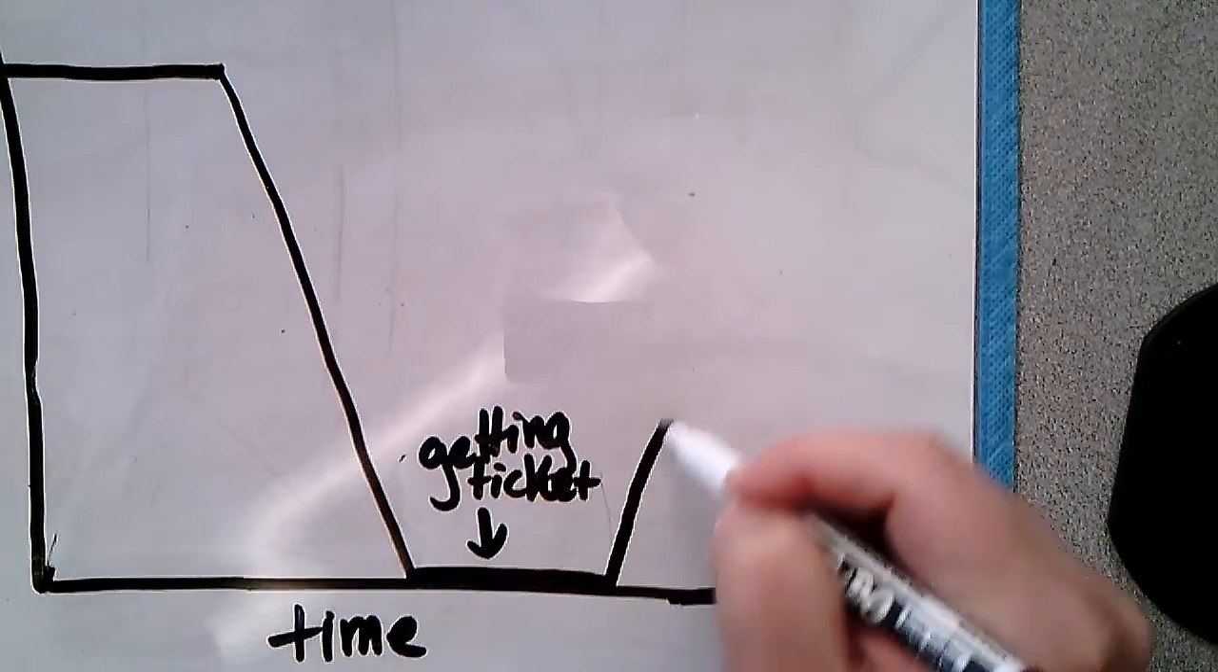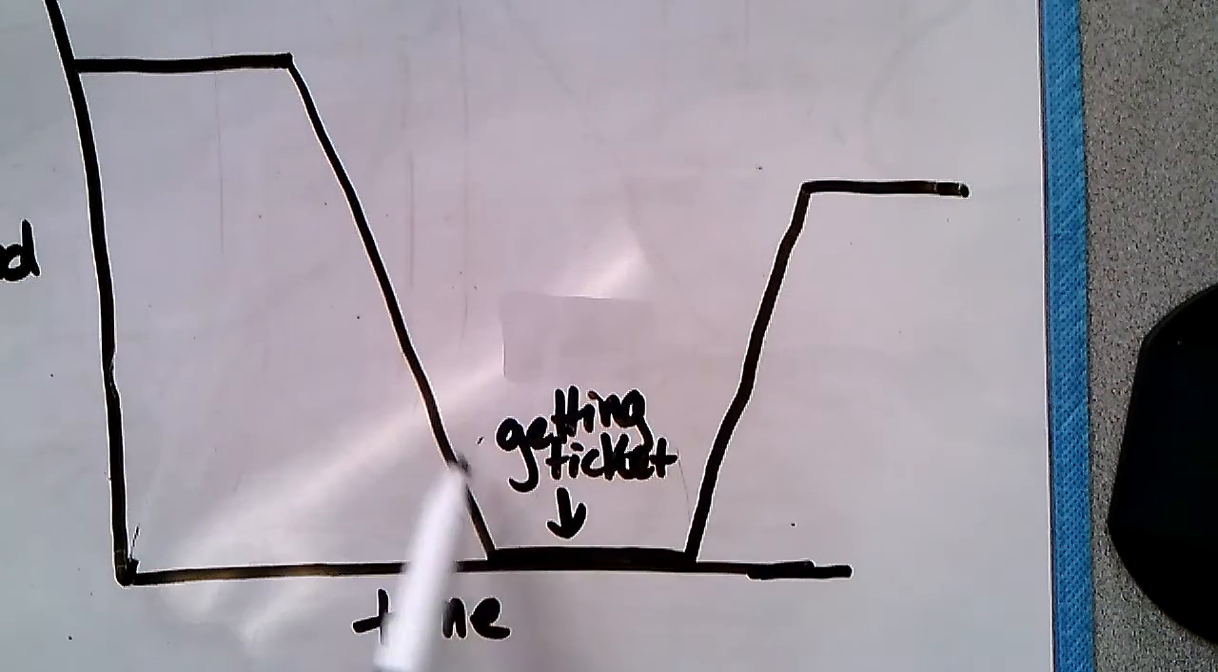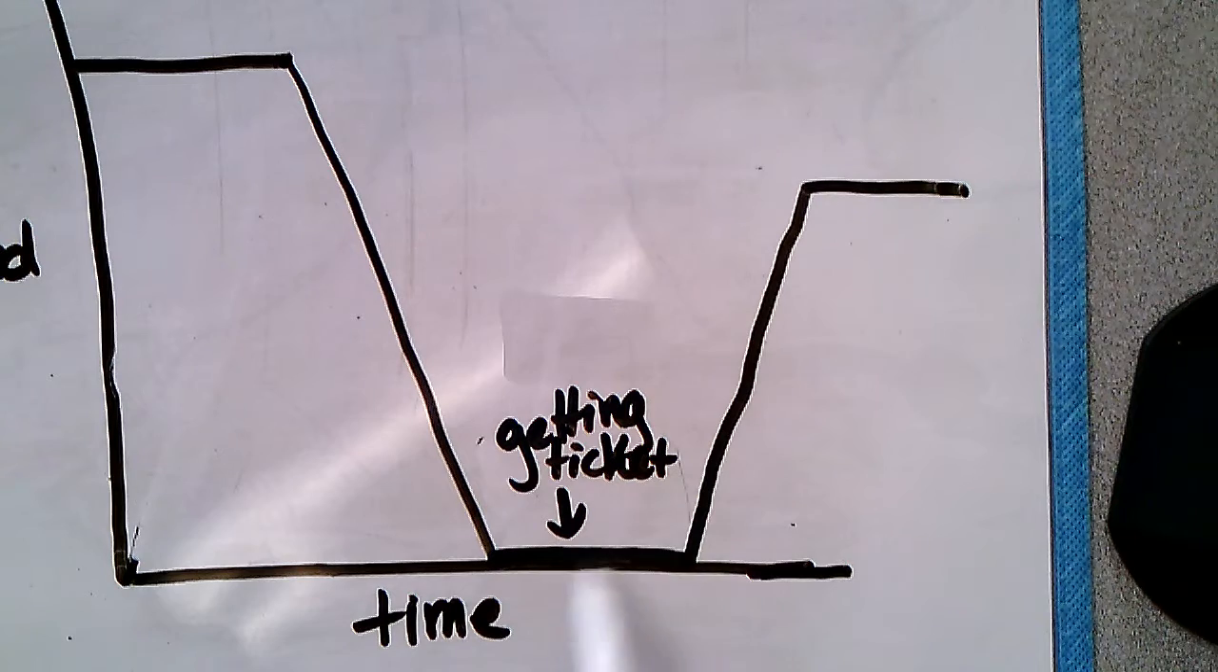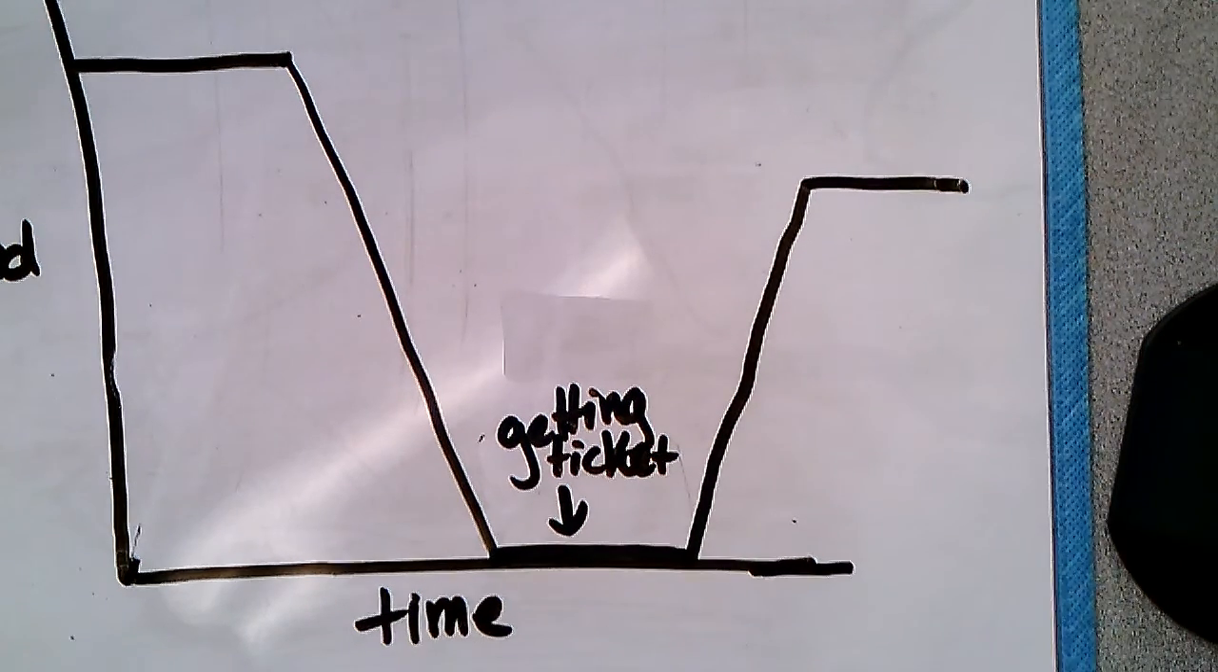And then again, personal choice. Does she learn her lesson or not? I'm going to say she learns her lesson. So speeding, stopping to get her ticket, and she gets her ticket down here. Then accelerating, and I'm going to say Kendra learned her lesson.